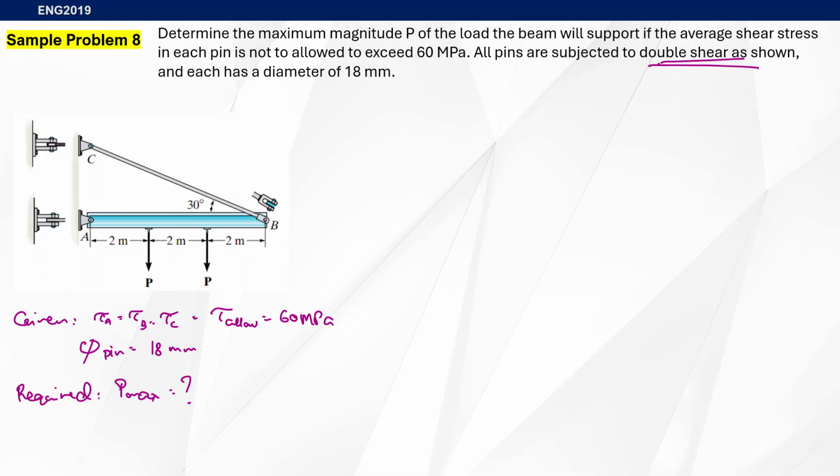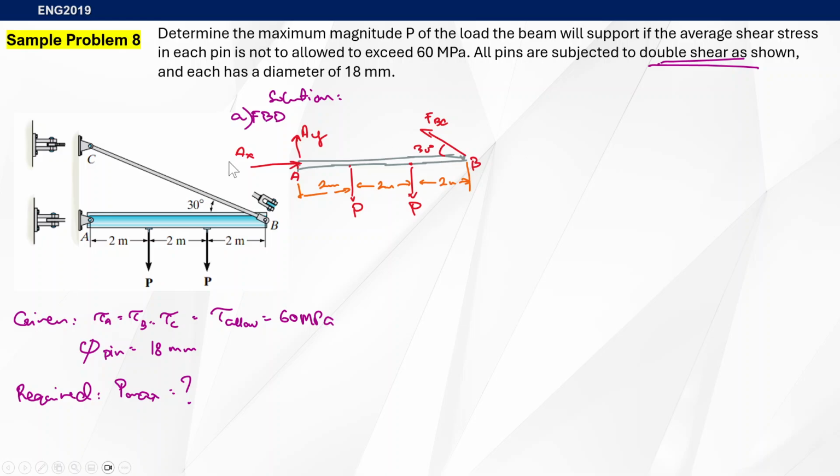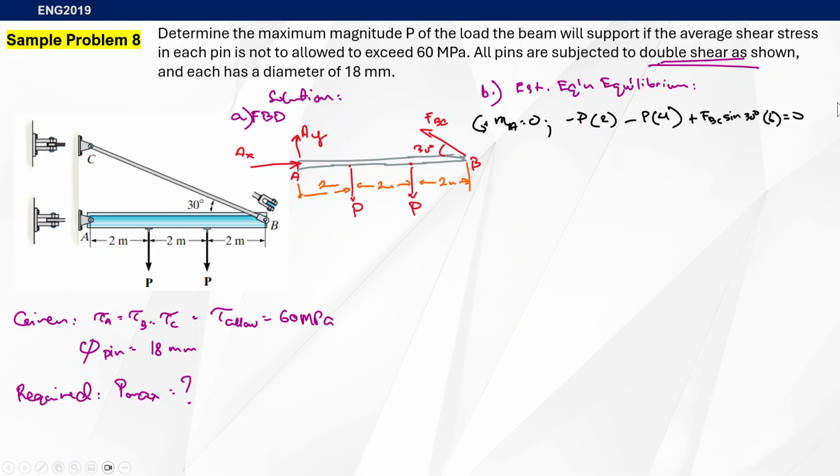First things first, we determine the FBD, so we can just determine this particular section here. That's going to be something like this. We have FBC, we have a pin here, AX and AY, then P, and then 30 degrees. From there, we establish our equations of equilibrium by getting the summation of forces in X and Y, and then of course the moment at this particular point. So we start with the moment at point A to eliminate AX and AY to determine what FBC and P are all about.